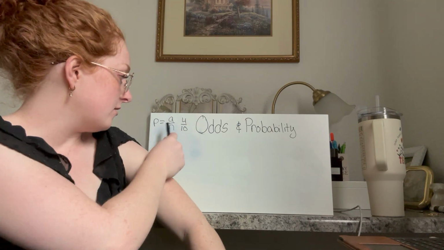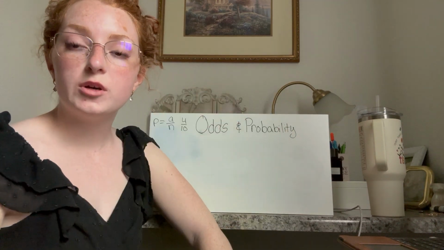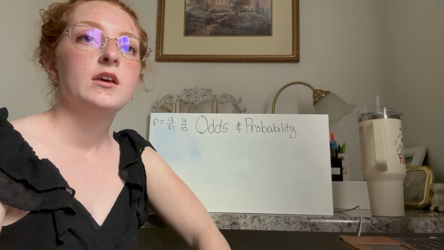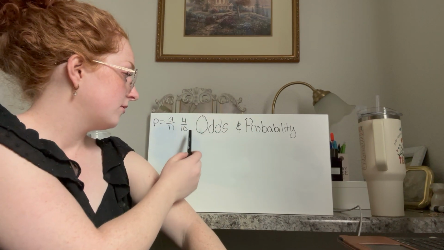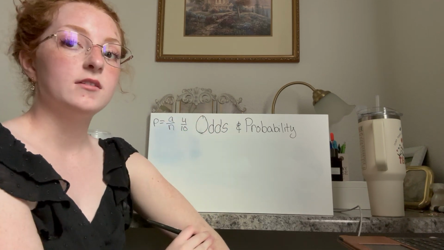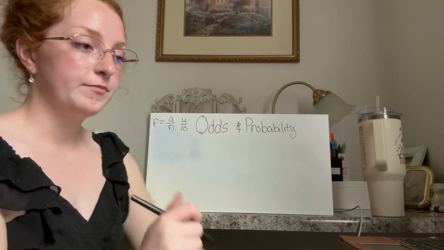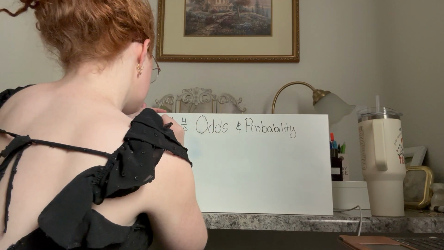And then N, which represents kind of the whole number. So the total amount of times the experiment happened, the total amount of things that you can choose from, 10. That goes on the bottom. 10 times it flipped, that's our N for this section. Then let's go to the next part.